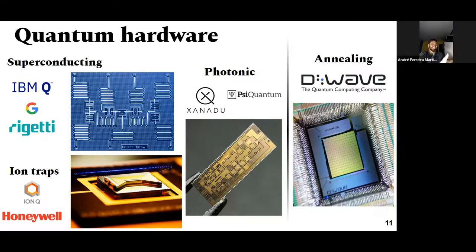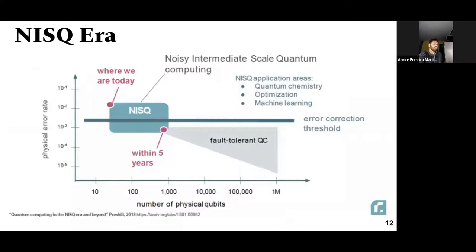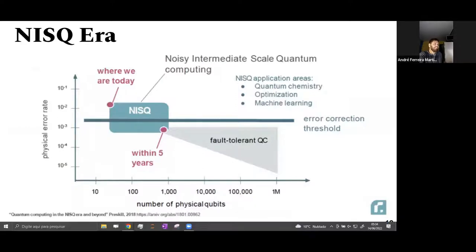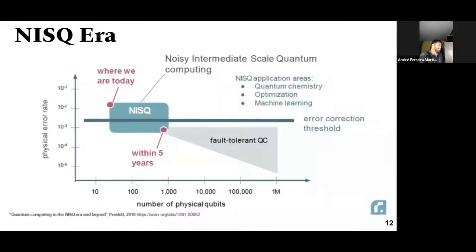So okay, that's a high-level view on the hardware, and there are a lot of very nice possibilities for us to use this hardware and start having some impact. But as I told you, we're still in the so-called NISQ era, and NISQ means noisy intermediate-scale quantum computing, which is where we are. Okay, we have quantum computers which are small, intermediate scale.